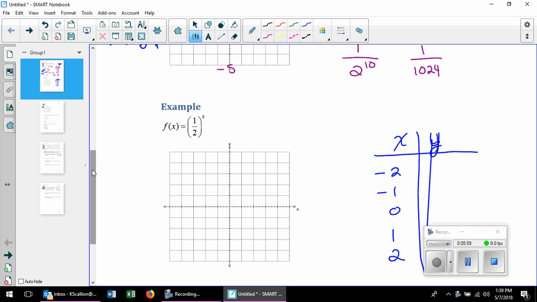So just keep that in mind. I don't know what's happening with my marker. We're just going to hope you guys are writing better notes than I am today.